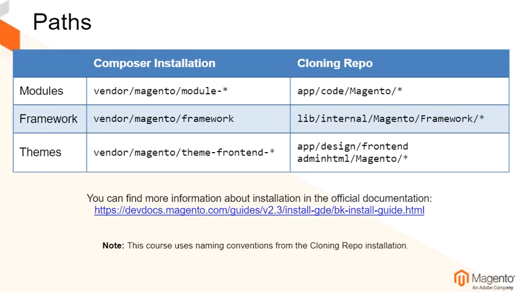Magento 2 can be installed in two ways, by cloning the repository or by using a composer installation. The themes and framework will vary based on the module paths. This slide shows the different paths when using either the composer or repository methods. You can find more information about installation in the official documentation.